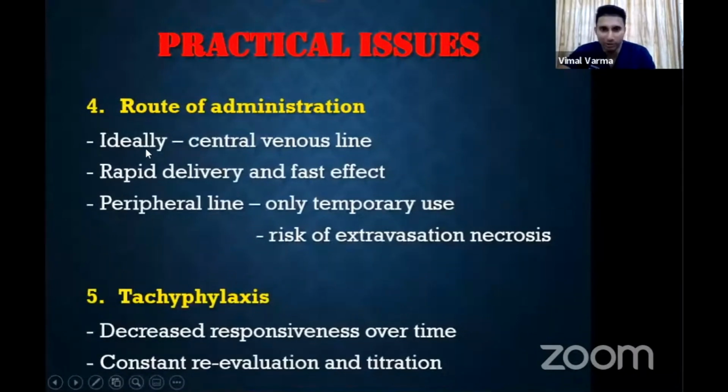Route of administration. Inotropes and vasopressors ideally should be given via a central venous line because of rapid delivery and fast effect. Peripheral lines have a lot of problems. There is a possibility of malfunction, so they should be used only for temporary use. And if the peripheral line extravasates, it can cause tissue necrosis. So that is another factor you have to consider before running inotropes or vasopressors via a peripheral line.